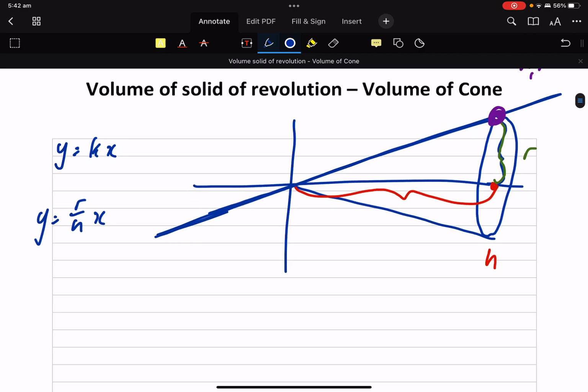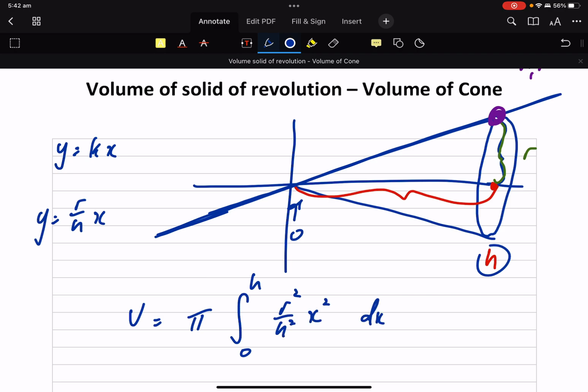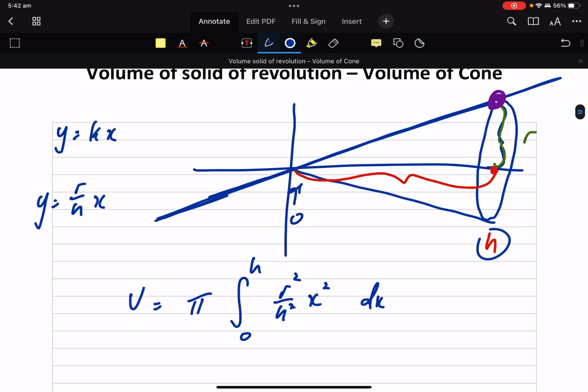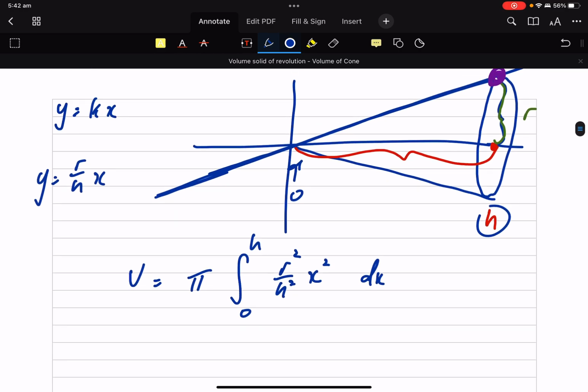And we are going to be wanting to calculate the volume. So let's go from 0 to h, from 0 to h of, now we want f of x squared. So that's going to be r squared on h squared x squared dx. Right. Okay, because clearly y squared will be r squared on h squared x squared.